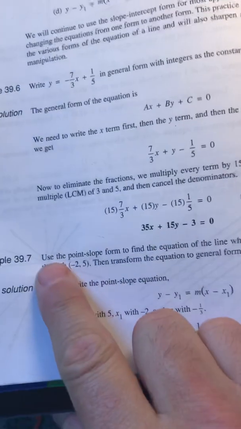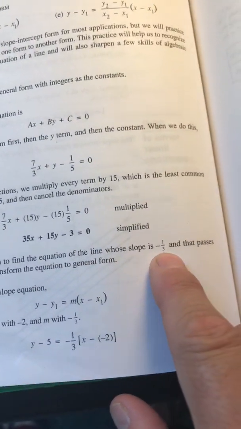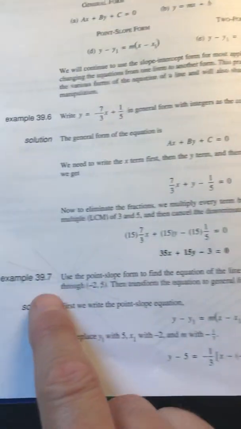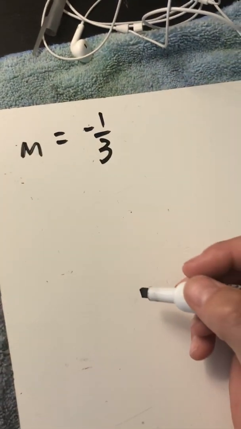Now this one. Use the point slope form to find the equation of the line whose slope is negative 1/3 and passes through negative 2, 5. So the slope is negative 1/3.